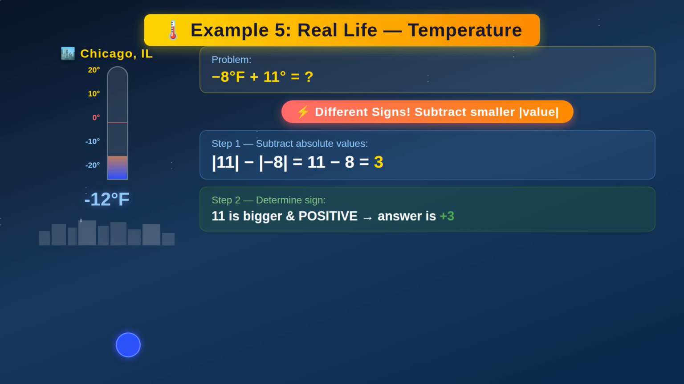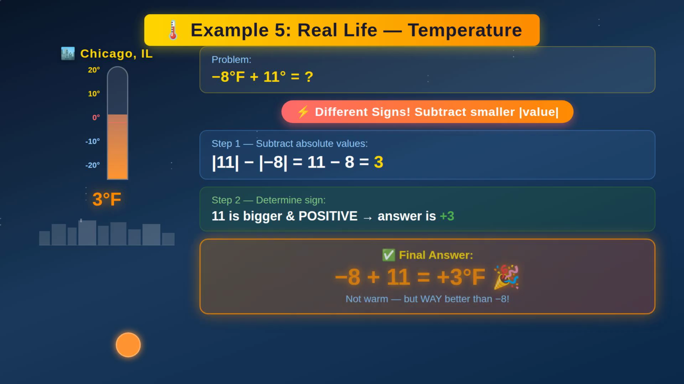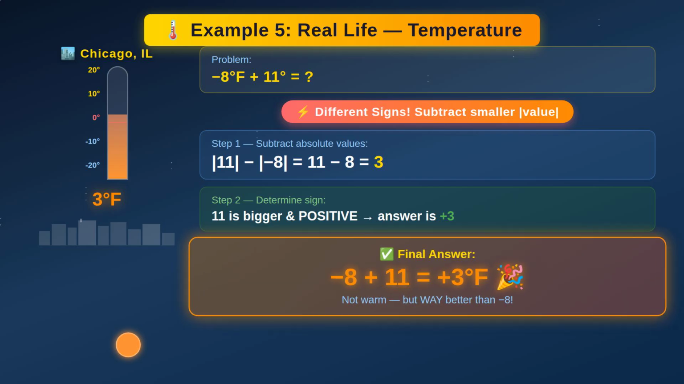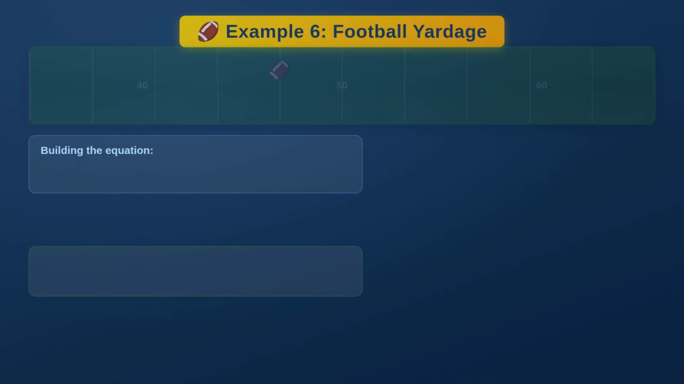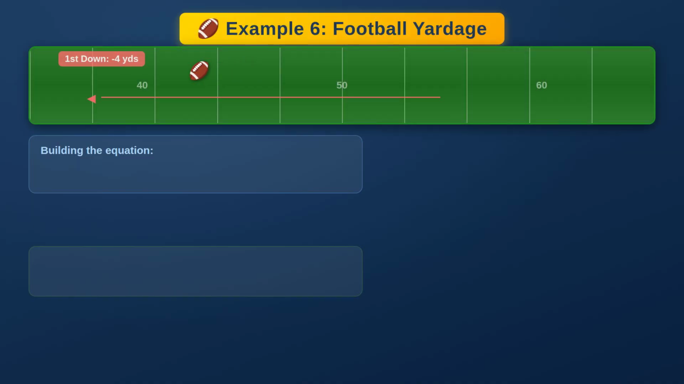Different signs, so we subtract the smaller absolute value from the bigger. 11 minus 8 equals 3. The bigger number, 11, is positive, so our answer is positive 3. The temperature is now 3 degrees Fahrenheit. Negative 8 plus 11 equals positive 3. Not warm, but way better than negative 8. Great job working with real-world integers.